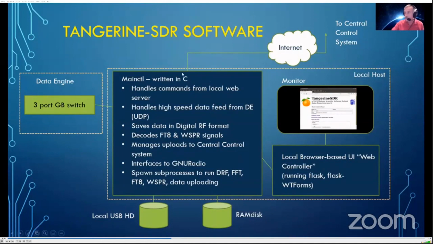Now, the system has a module called main control. That's written in C, in order to have enough performance to handle the high-speed data coming from the data engine. That is able to decode the FT8 and WSPR signals. It's able to store data to a local ring buffer, and we plan to interface it to GNU Radio.